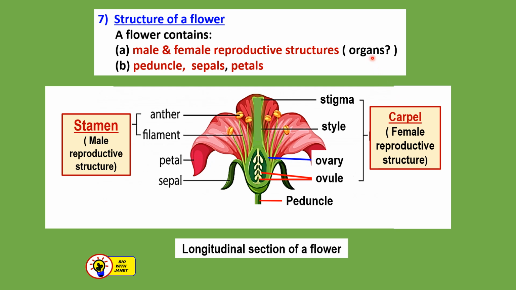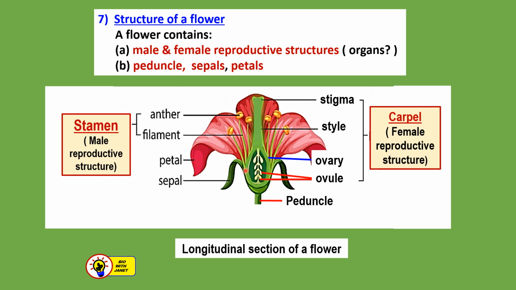But take note that the textbook uses organs. So if it comes up in the exam, you have to be flexible enough to know what it means. It could mean the stamen and the carpel. Now, the stamen, which consists of the anther and filament, is the male reproductive structure, and the carpel, which consists of the stigma, style, ovary, and ovule, is the female reproductive structure.